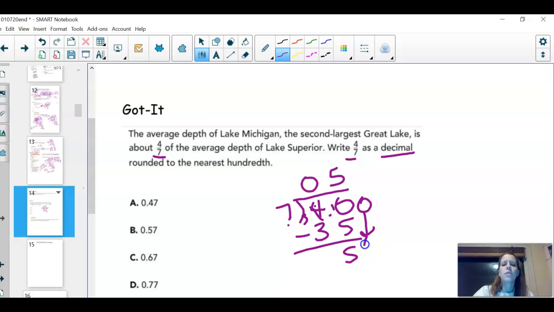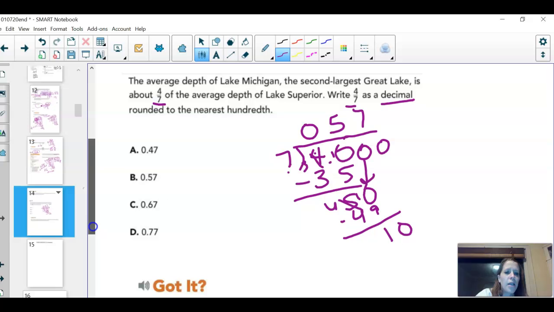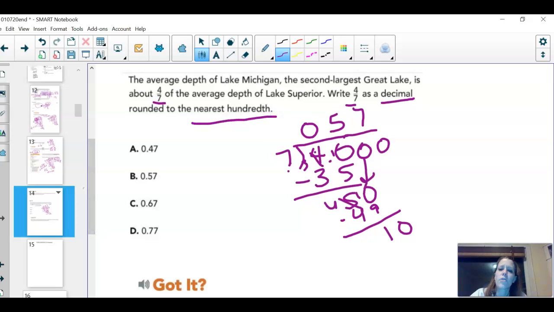0 otra vez. I'm going to do 7. 7 times 7 is 49. That's going to give me 1. Drop another 0. And it says round to the nearest hundredth. So this is the last place value I need to do. So that's going to give me 1. And it keeps going, right? But it says to the nearest hundredth.